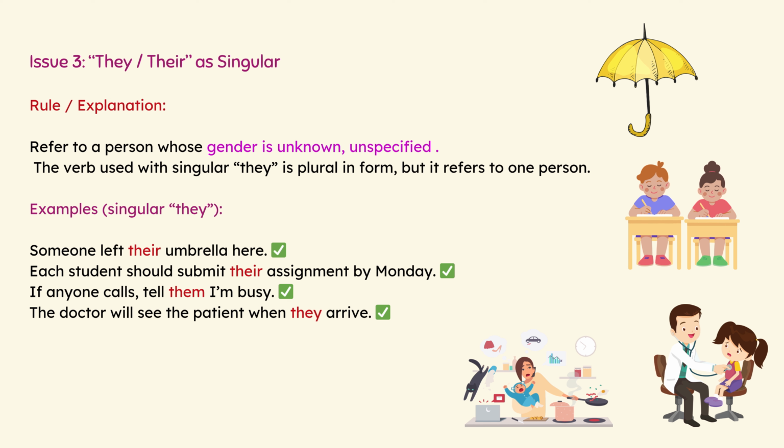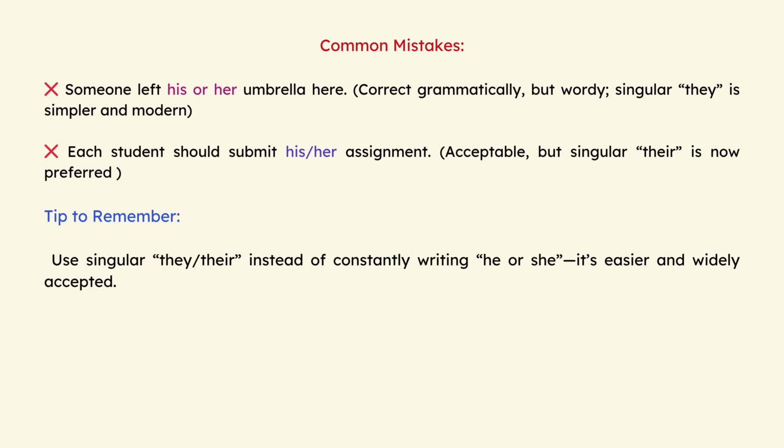Let us look at some common mistakes with singular they and their. Someone left his or her umbrella here. This is correct grammatically, but it is wordy. Using singular they is simpler and modern. Each student should submit his/her assignment. This is acceptable, but using singular their is now preferred. Tip to remember: use singular they/their instead of constantly writing he or she. It is easier, simpler, and widely accepted in modern English.